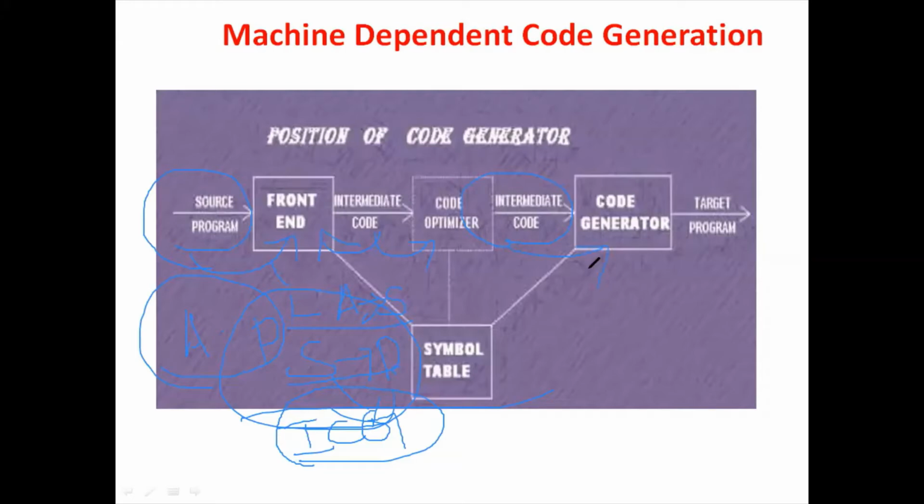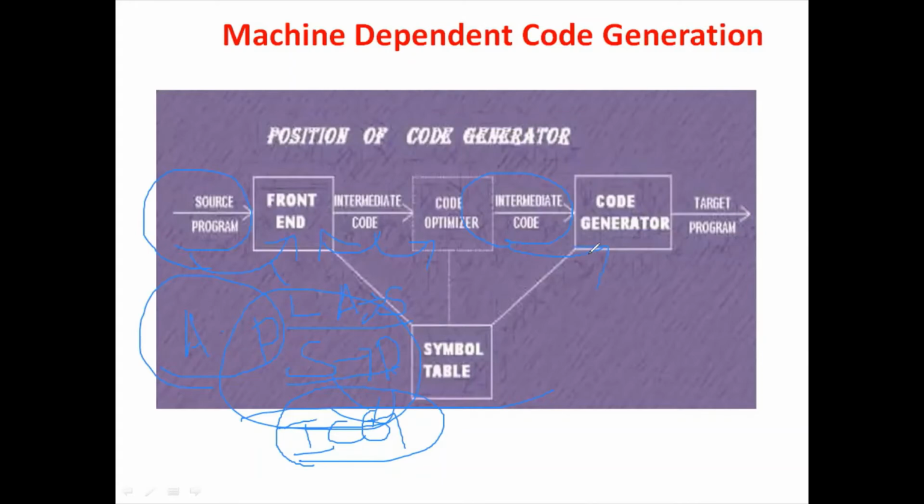The code generation is the final phase of the compiler. It takes an intermediate representation of the source program as the input and produces the equivalent target program as the output. It is a process of creating assembly language or machine language statements which will perform the operations specified by the given source programs.